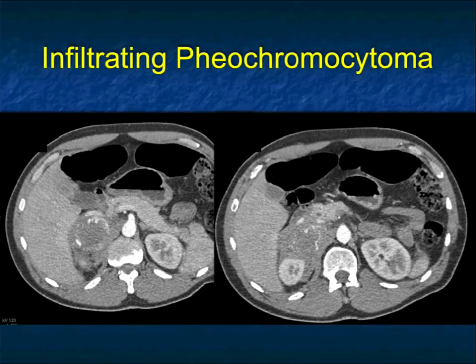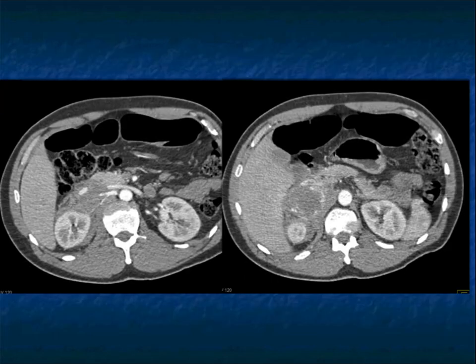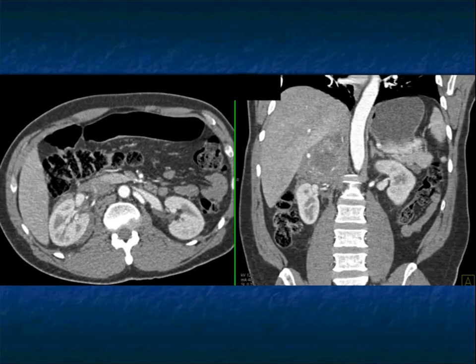Now, I mentioned Pheos at times can look malignant. Here's a good example, an infiltrating mass in the right adrenal gland. I probably would have considered lymphoma, the way it infiltrates the peri and pararenal space of the right kidney, but this was a pheochromocytoma. A very unusual appearance. Again, lymphoma to me, image on the right, is a much better diagnosis. This ended up being a pheochromocytoma.